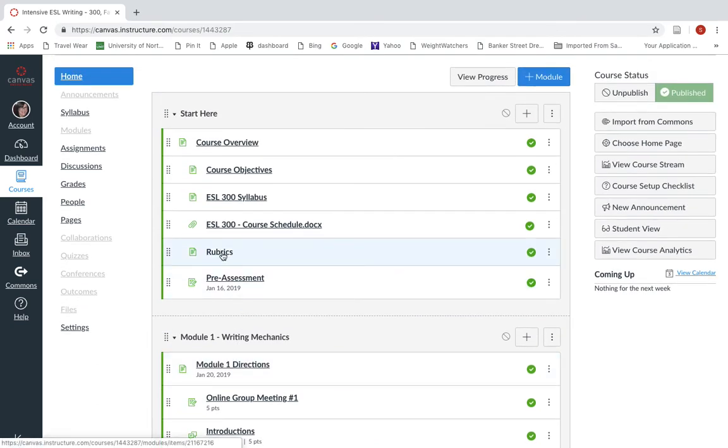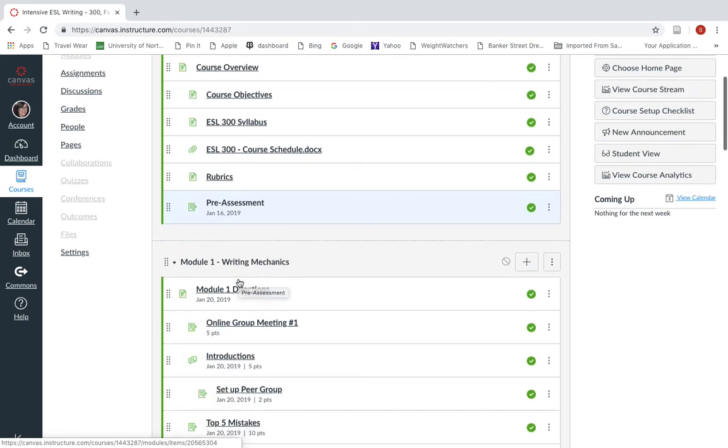And then in the Start Here section, we have rubrics and the pre-assessment. The pre-assessment is just something that they'll have to do by the Wednesday of the first week so that the instructor can get an idea about their writing proficiencies.